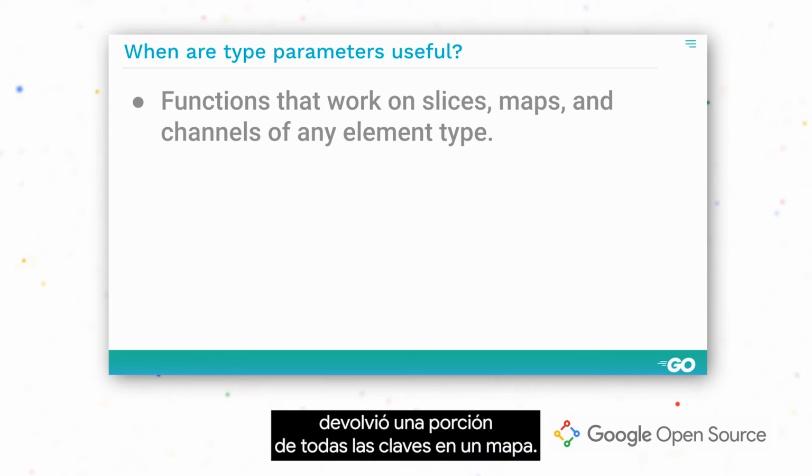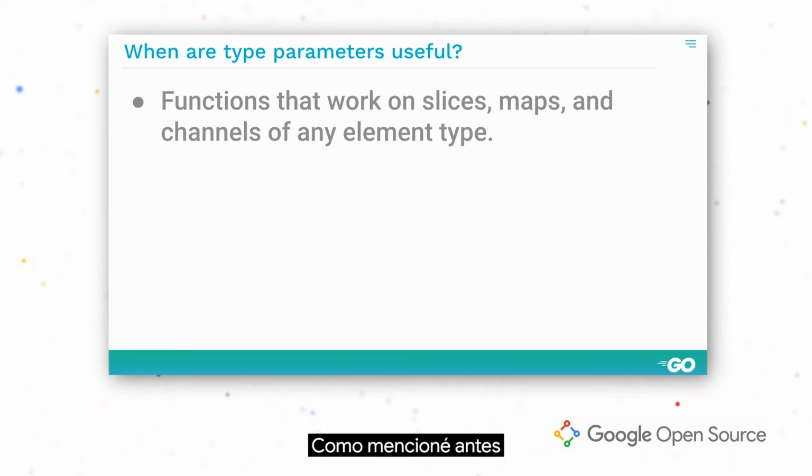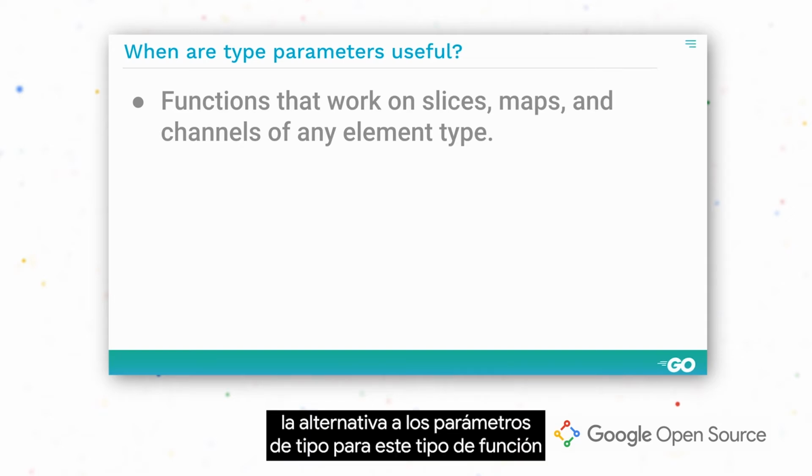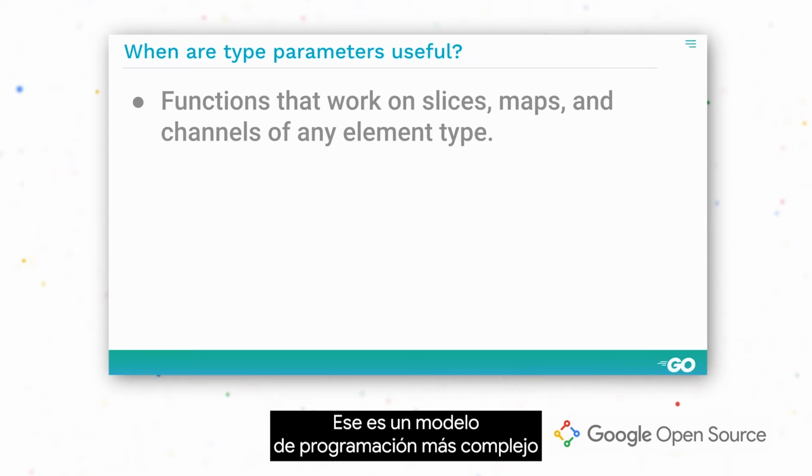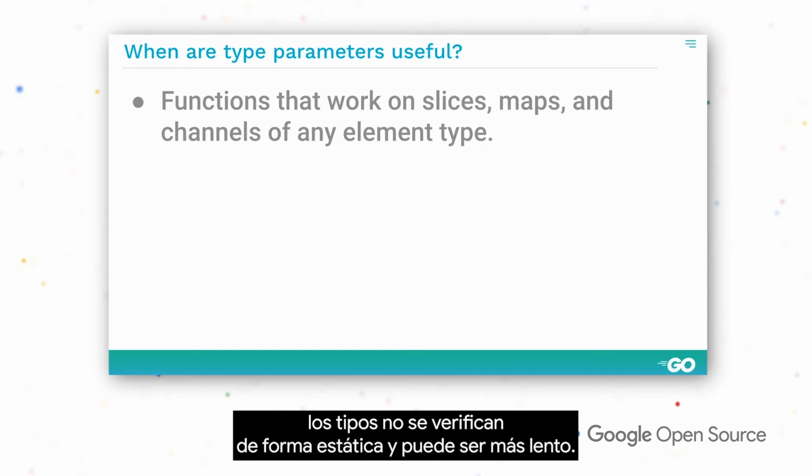That function returned a slice of all the keys in a map. The code didn't assume anything about the map key type. That made it a good candidate for using type parameters. As I mentioned before, the alternative to using type parameters for this kind of function is typically to use reflection. But that's a more awkward programming model, it's not statically type checked, and it's often slower as well.